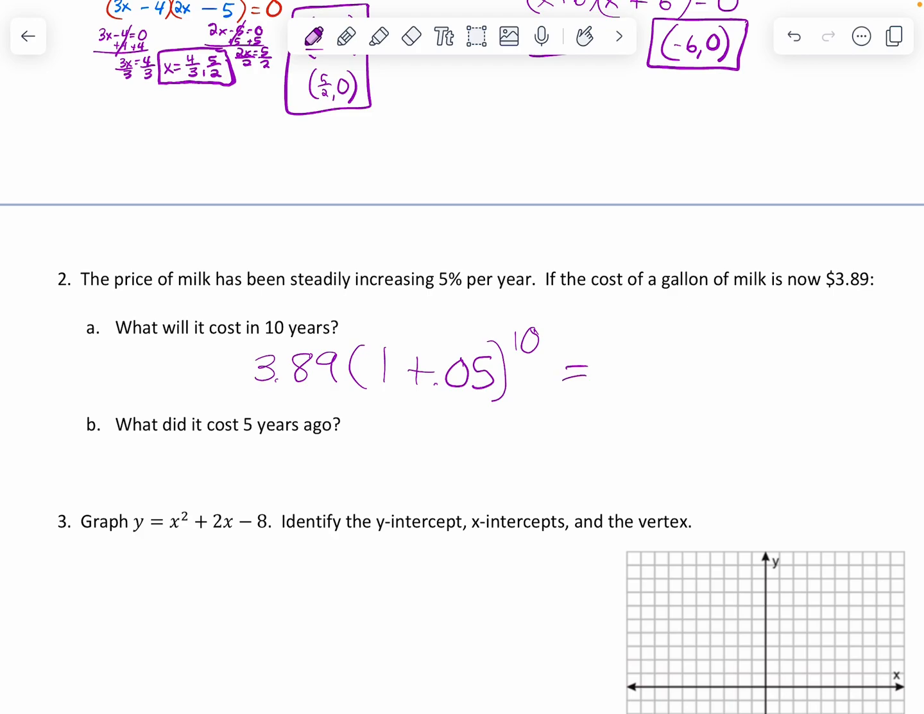And I end up getting the cost will be, and we're talking money here, so it should be rounded to 2 decimal places, would be about $6.34.